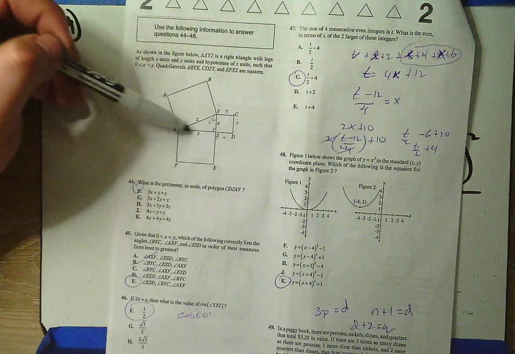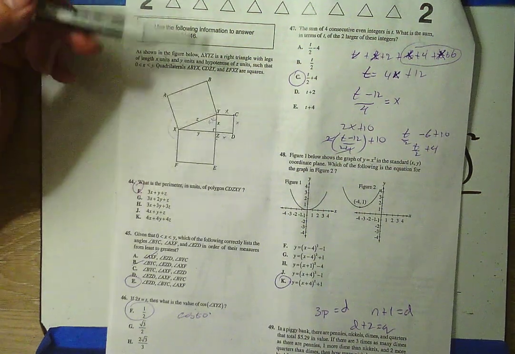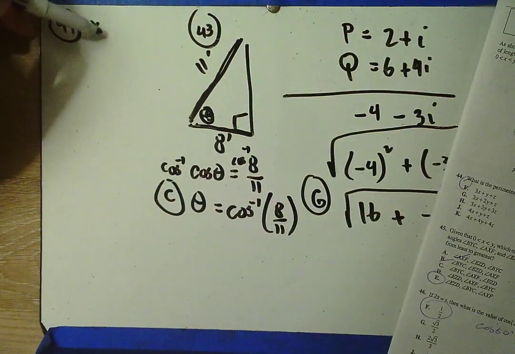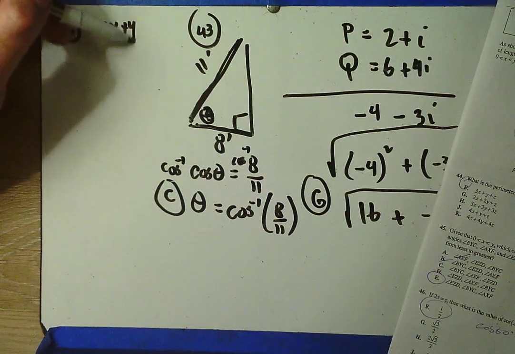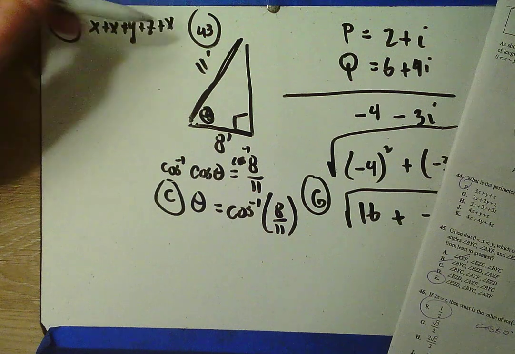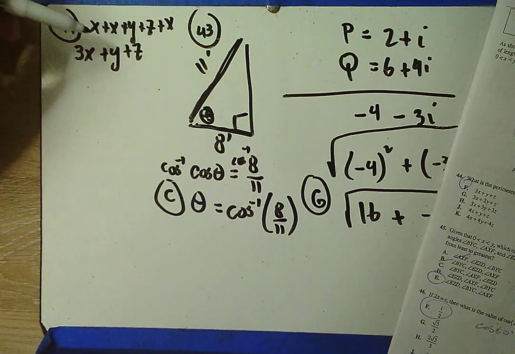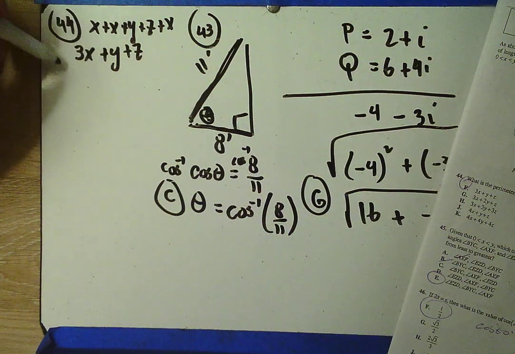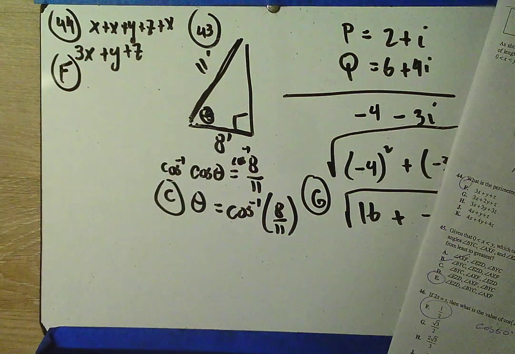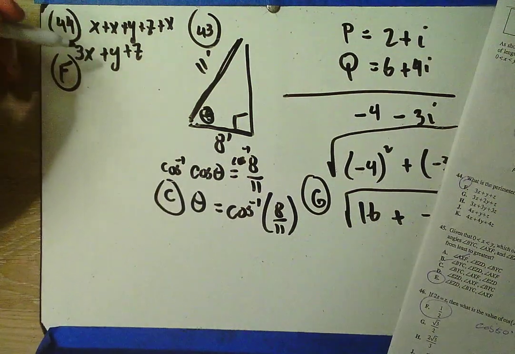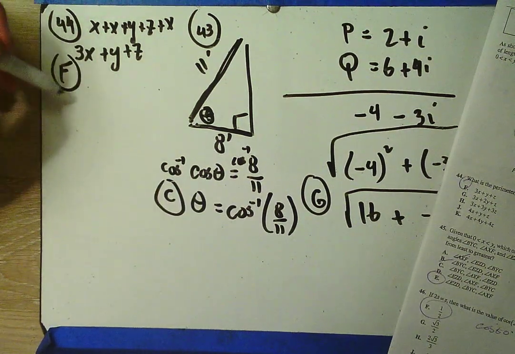X plus Y plus Z plus 1 more X. So X plus Y plus Z plus 1 more X. 3 X's plus a Y plus a Z. And that corresponds with choice F. F for 44. 45.